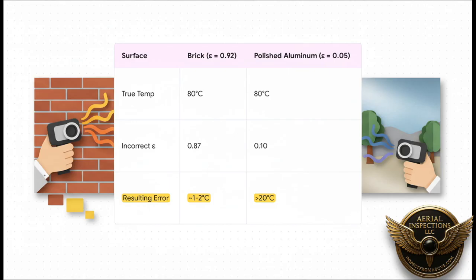And if you're not convinced this is a big deal, just look at this table. The difference is absolutely staggering. If you're measuring brick, which has a really high emissivity, and you're off by a little bit in your settings, your temperature reading is only off by maybe a degree or two. No big deal. But look at the polished aluminum. That exact same mistake in your settings creates a massive error. We're talking over 20 degrees. This is why getting emissivity right isn't just a nice to have, it's absolutely critical for accuracy.